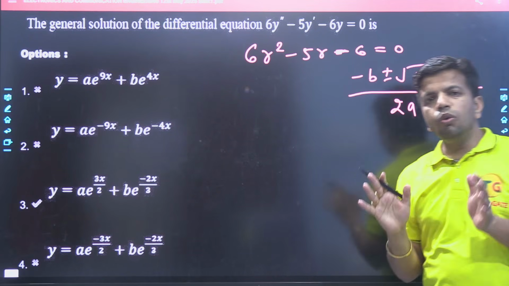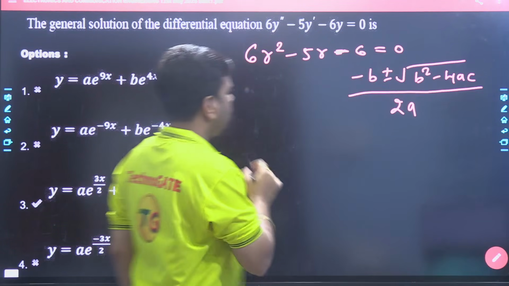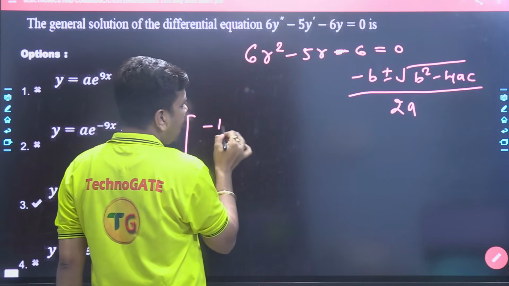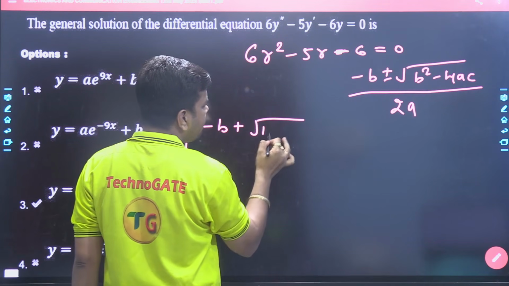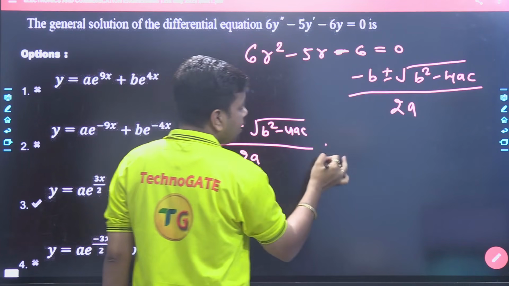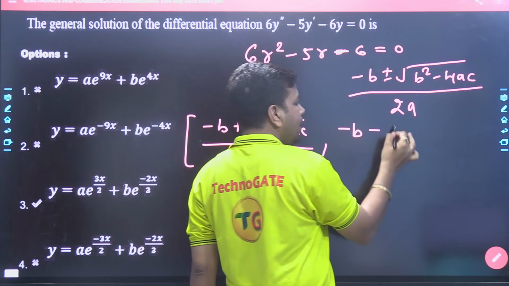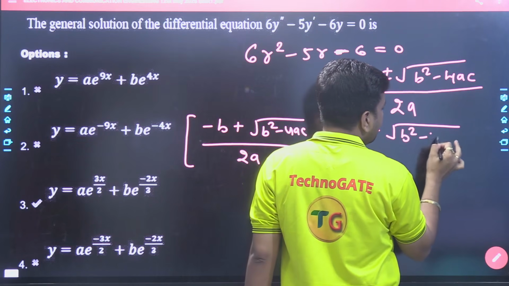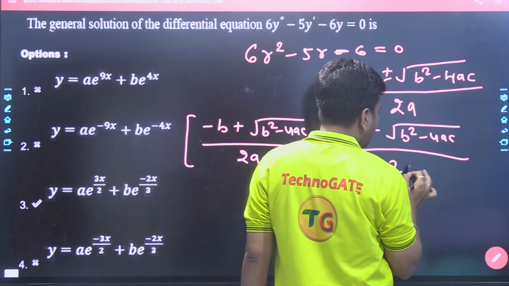It gives you two roots. First root is what? Minus b plus square root of b square minus 4ac, divided by 2a. The second root is what? Minus b minus square root of b square minus 4ac, divided by 2a.